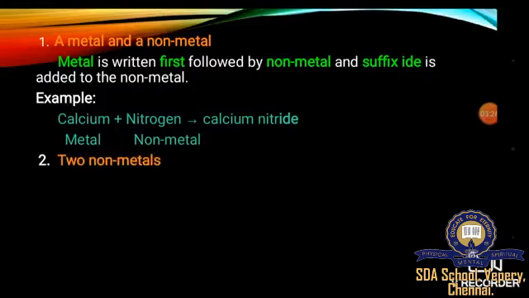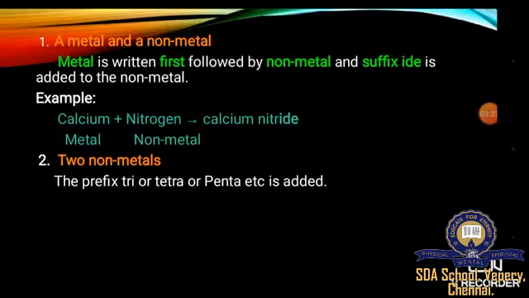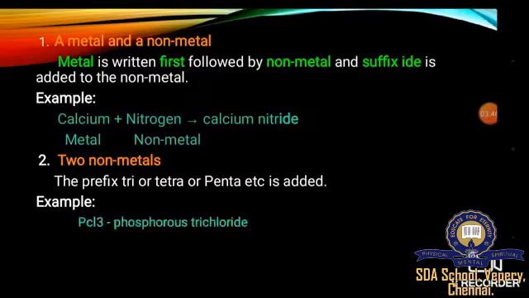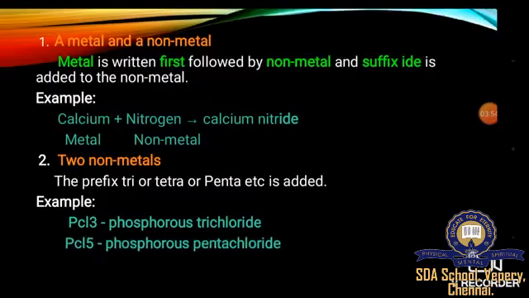The next category is two non-metals. Here the compound has two non-metals and the prefix tri, tetra or penta is added according to the number of atoms present in the compound. Example, PCl3. Here we have 3 chlorine, so tri is used. So it is named as phosphorus trichloride. Another example is PCl5. Here we have 5 chlorine atoms, so it is named as phosphorus pentachloride.